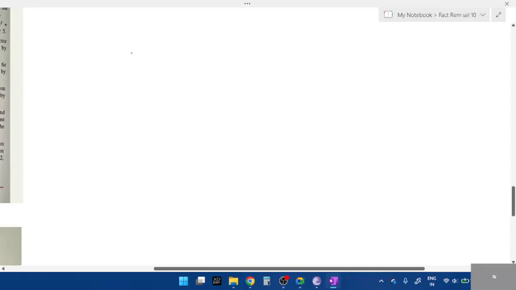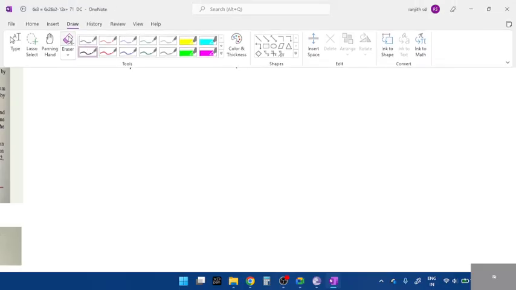Below that, what is given, students? Factor and remainder and factor theorem, right?